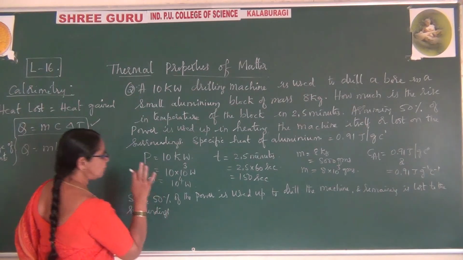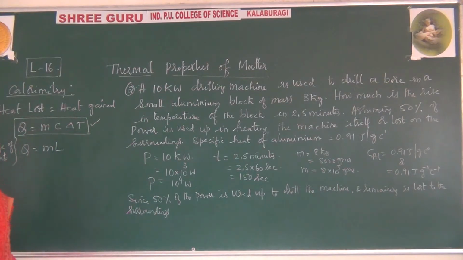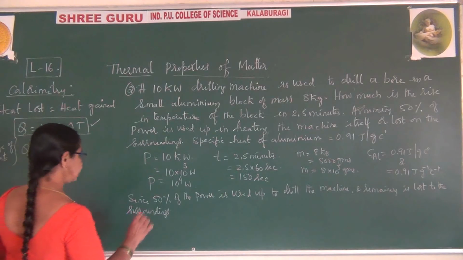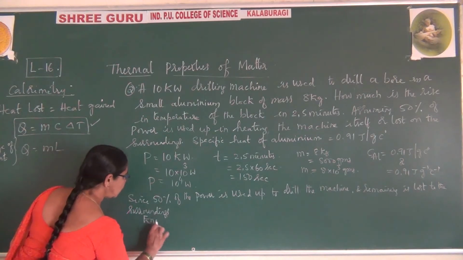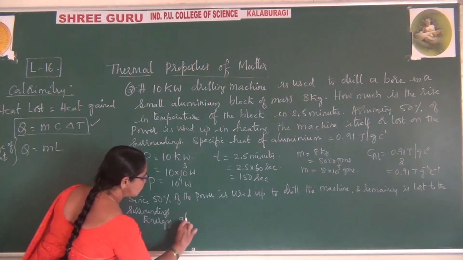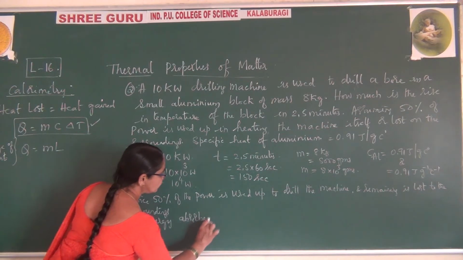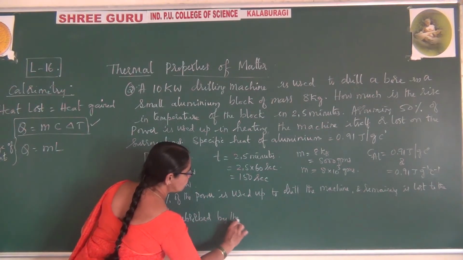Now we have already said 50%. The next step we have to write here is nothing but the rise in temperature we have to calculate. So before writing that, energy absorbed by the block. How much energy has been absorbed by the block, that we have to calculate. So let me write here, in this case, energy absorbed by the block.